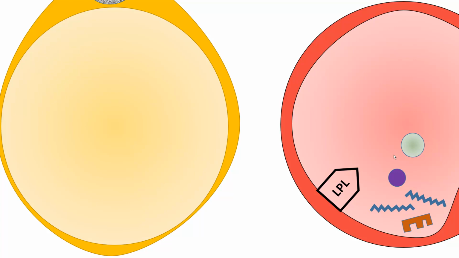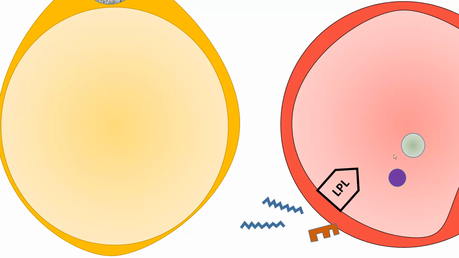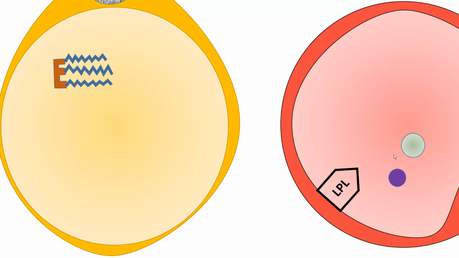Now once those have been broken down, the fatty acids and the glycerol are going to exit the capillary into the extracellular space, and then they're going to go into the adipocyte, where they're going to be packaged back up into triglycerides again. So here's our little triglyceride molecule. We see our little brown E, that is glycerol, with 3 fatty acids on it. And here this fat will stay until it's needed again by some other part of the body.